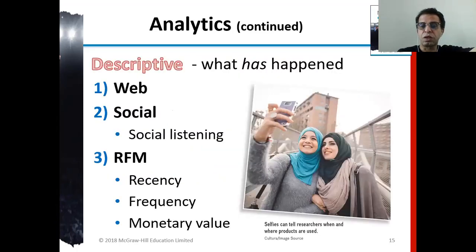Furthermore, descriptive, what has happened, is like checking the web: who visited, what, when. The social events. The third type is what you call RFM: recency, when this happened, how often or frequency, and monetary value. These are descriptive, telling you how much they are spending and when they're spending it. One of the things, like selfies, can tell a researcher when and where products are used.